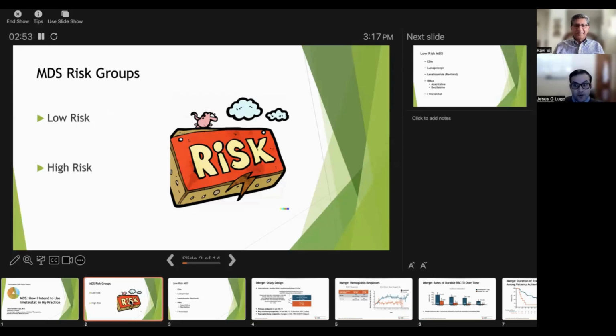Low risk basically are patients that mainly have the cytopenias, which is the low blood counts, mainly anemia, which is the most common thing that these patients have. And the high-risk patients are the patients that have more risk to develop acute myeloid leukemia. We can do this by several risk scores, but that is mainly the thing.